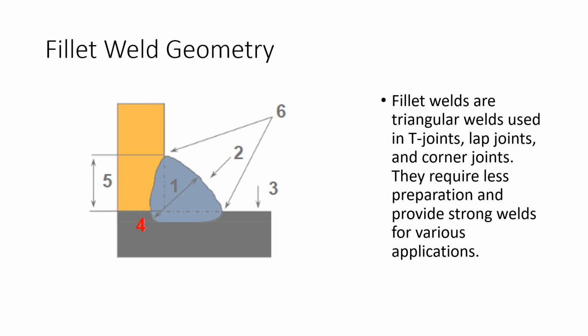Fillet welds. Now this is a fillet weld. Fillet weld is the most common kind of weld you're going to come across. It's a triangular shape, I guess, if you do a cross section of it. A lot less preparation, and you're going to get a good strong weld. And they use them for all kinds of different applications in structural and pressure vessels and all kinds of different places.